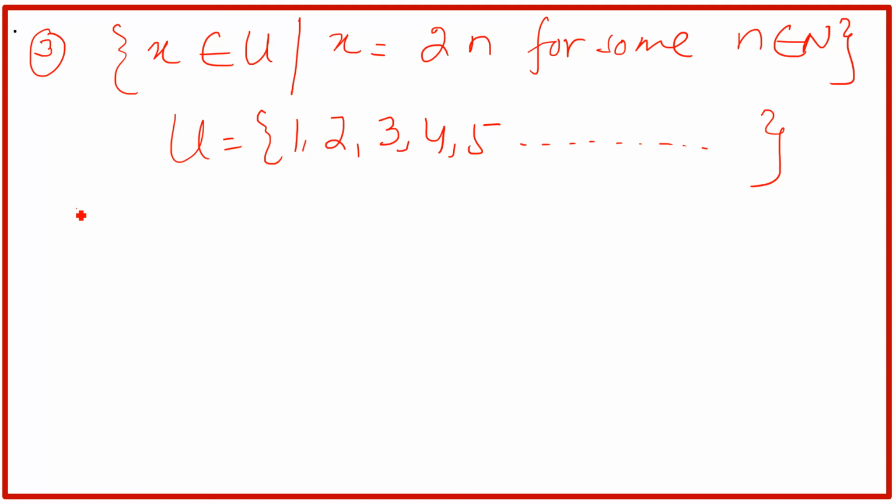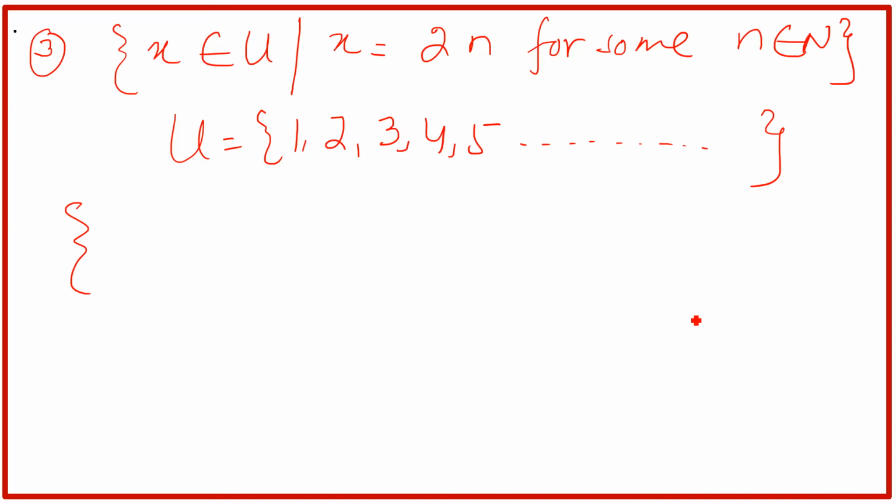We have to write down in listing in braces x belongs to U. Whatever we write should belong to these natural numbers 1, 2, 3, 4, 5. x is equal to 2n for some n belongs to N. It does not say that you have to start from 1 to 5, or the first 10, it says some. So you can do 4, or you can do 5, or you can do 6. It says some, a few.